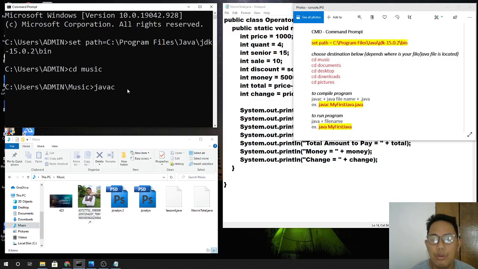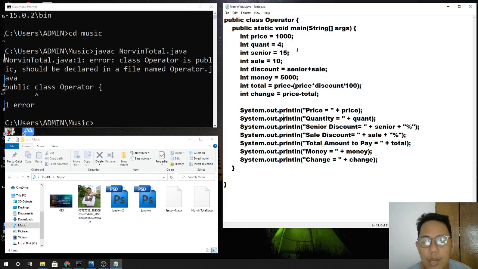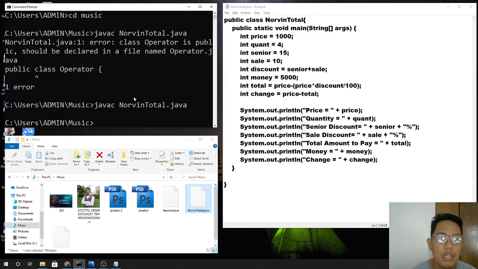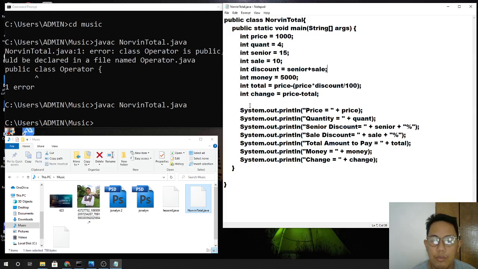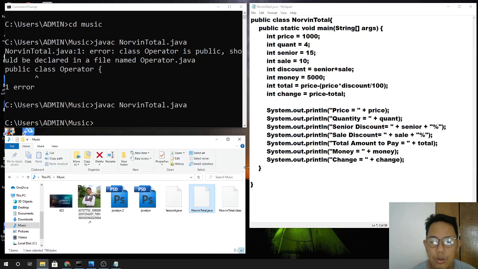Then after that, we have to compile the program. So javac Norvin total.java. As you can see, it's giving me an error. The reason is that Norvin total, which is the file name, and the class name are different. Again, let me remind you that whatever the file name is, it must be the same as the class name. So I'll save this, all right, and then compile it again. And as you can see, it's not giving me an error anymore. Just go ahead and do this real quick. After that, the next thing you need to do is java Norvin total.